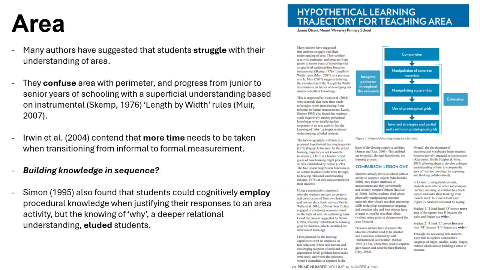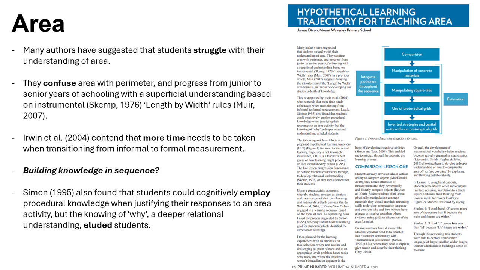So many authors have suggested that students struggle with their understanding of area. They confuse area with perimeter and progress from junior to senior years of schooling with a superficial understanding based on instrumental length by width rules. Irwin contends that more time needs to be taken when transitioning from informal to formal measurement, and building knowledge in sequence is extremely important. So a few things there.